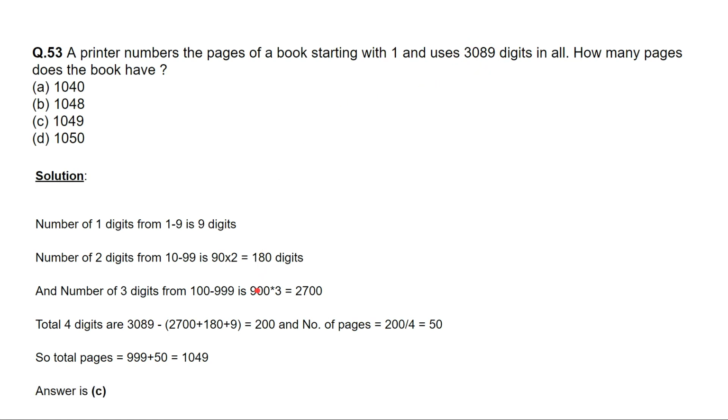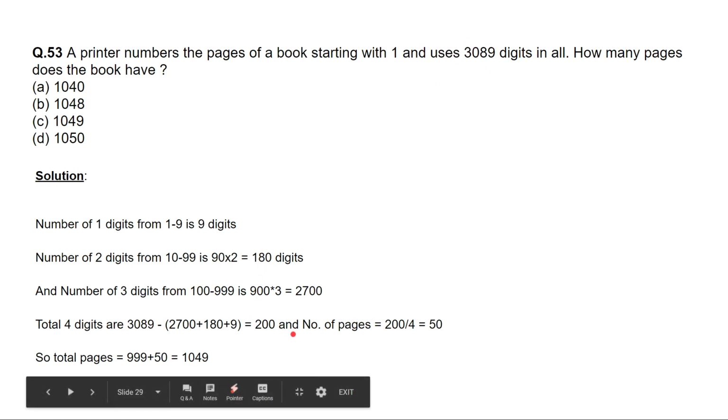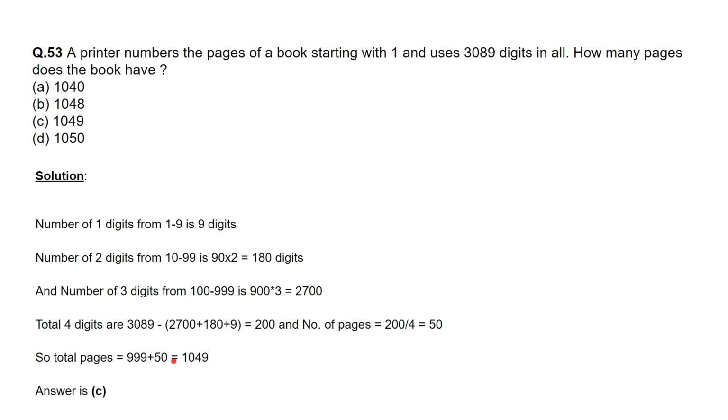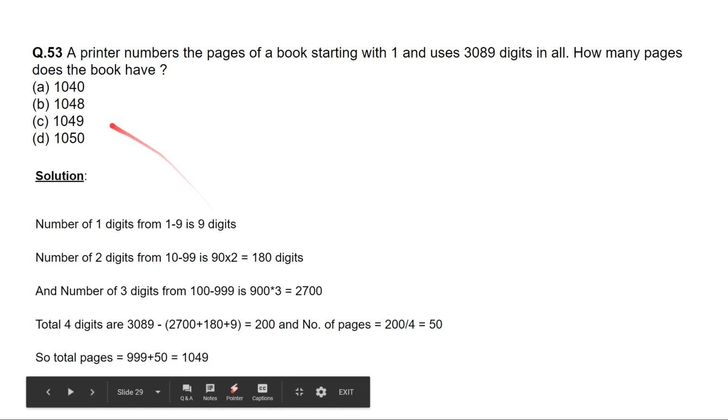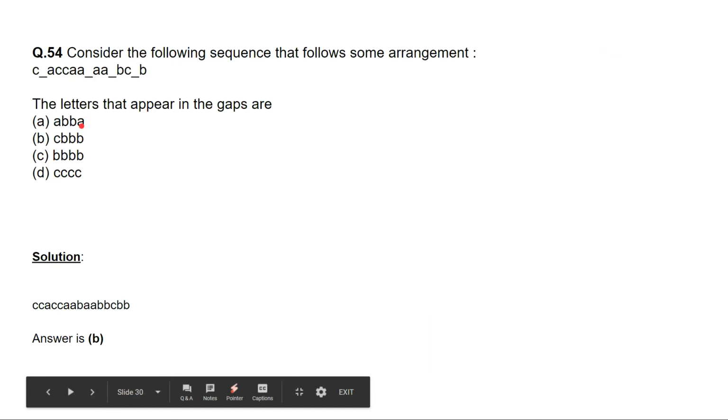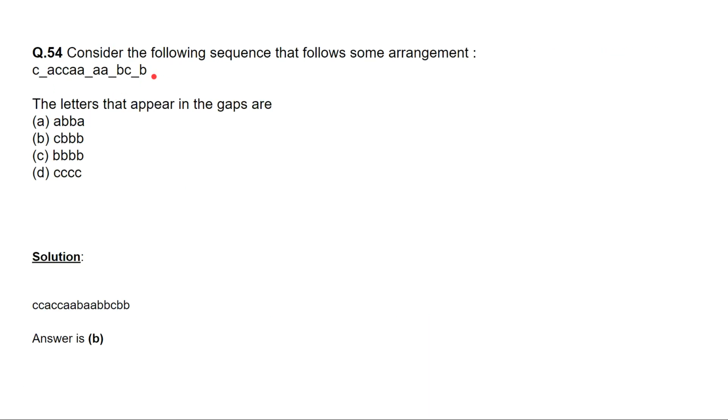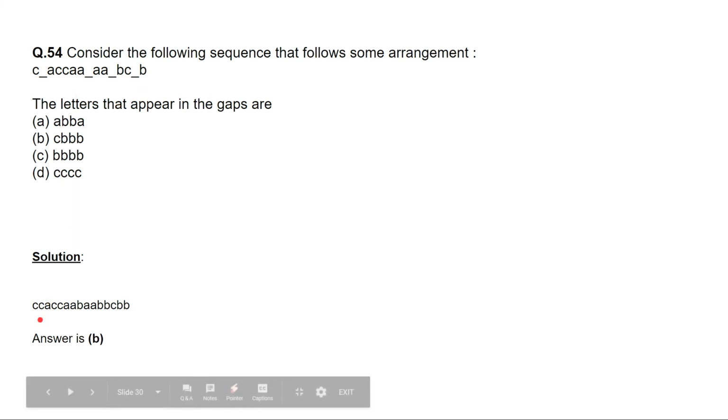So we know the count of one-digit, two-digit, and three-digit numbers. If we add these and subtract them from the total digits in that book, we get the number of four-digit digits, I'm sorry, we get 200 here. If we divide it by 4, we get 50. So there are 50 pages which have four digits. So up to 999 we got the pages, and if we add 50 to this, we'll get 1049. So the correct answer is C.